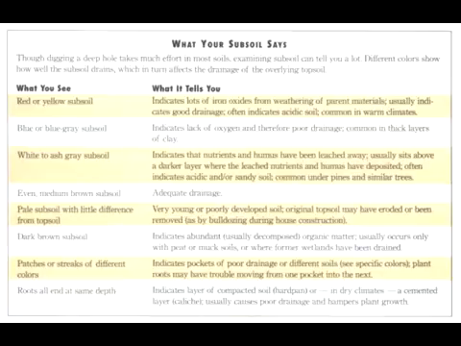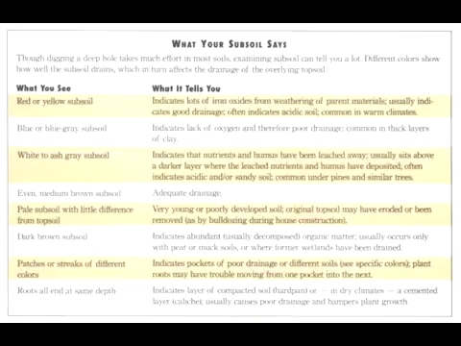An even medium brown subsoil indicates adequate drainage. Pale subsoil, with little difference from the topsoil, is very young or poorly developed soil. The original topsoil may have eroded or been removed, as by bulldozing during housing construction. Dark brown subsoil indicates abundant, usually decomposed, organic matter, usually occurring only in peat or muck soils where former wetlands have been drained.